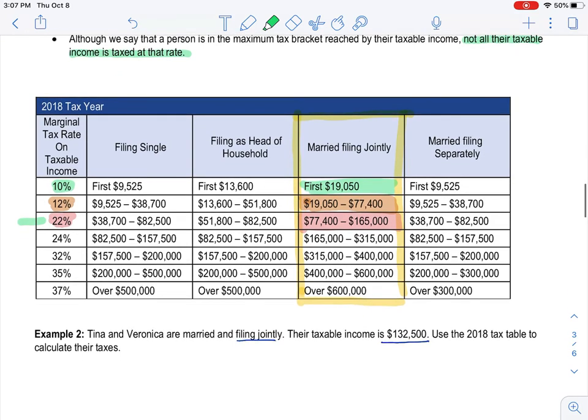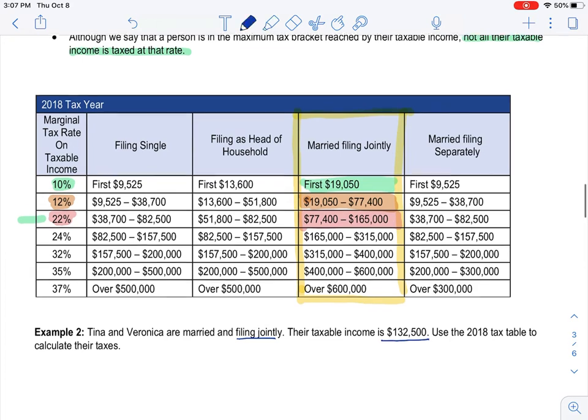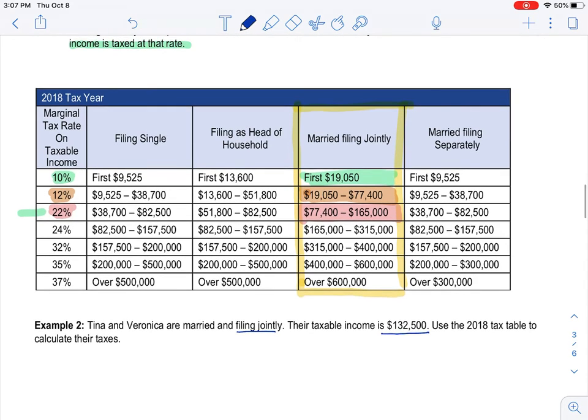So let's see if we can figure this out. It says use the table to figure out their taxes. Okay, well, it says the first $19,050 is taxed at 10%. So $19,050 is taxed at 10%, and hopefully you're feeling better about percentages. So that's 0.10.